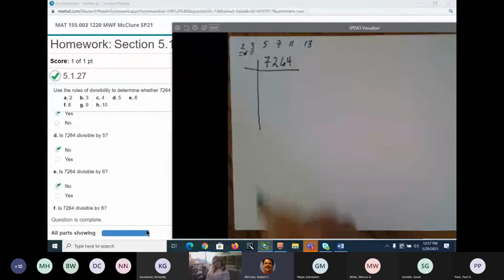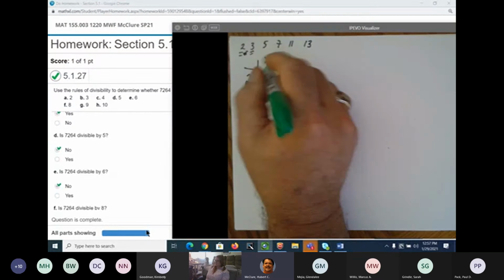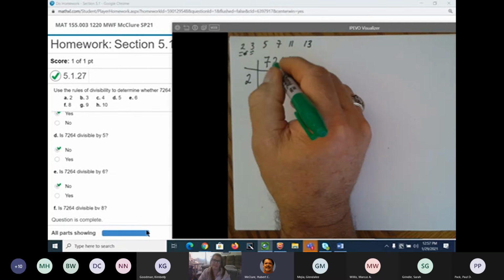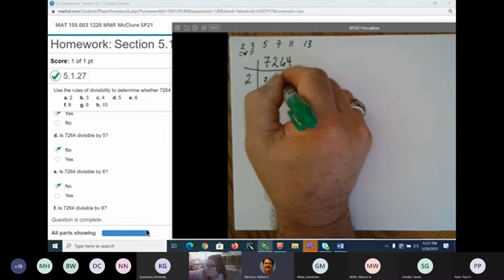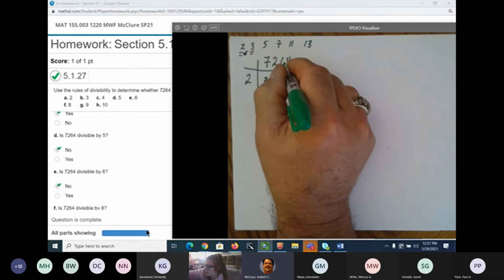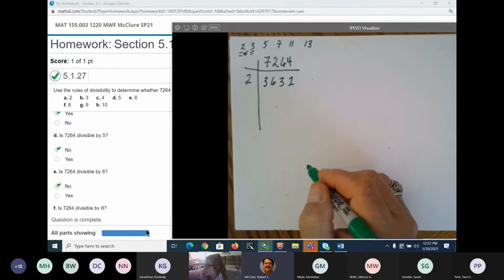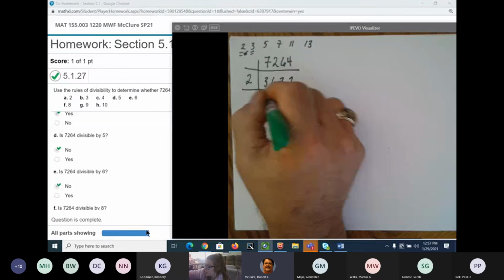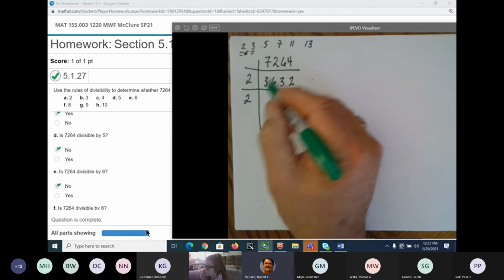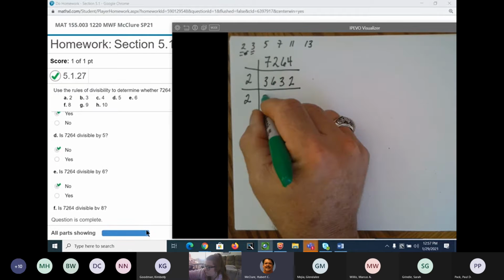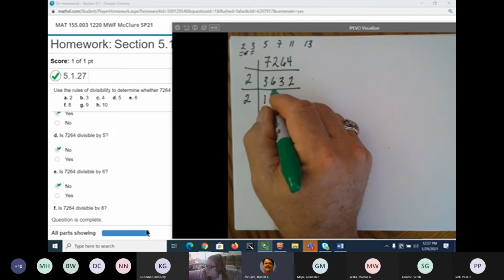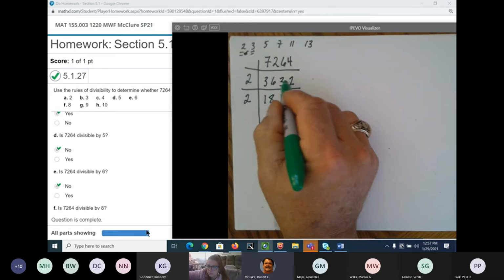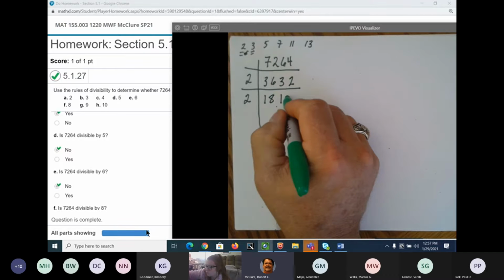Okay, so I'm going to divide by 2. 2 will go into 7 3 times. That's going to leave a 1, so that's going to be a 12. 6 times. 2 will go into 6 3 times. 2 will go into 4 2 times. Still even, so I'm going to divide again. 2 will go into 3 1 time. That'll leave a 1 and a 6, so that'd be 16. So that's 8. 2 will go into 3 1 time, leaving 12, and that'll be 6.